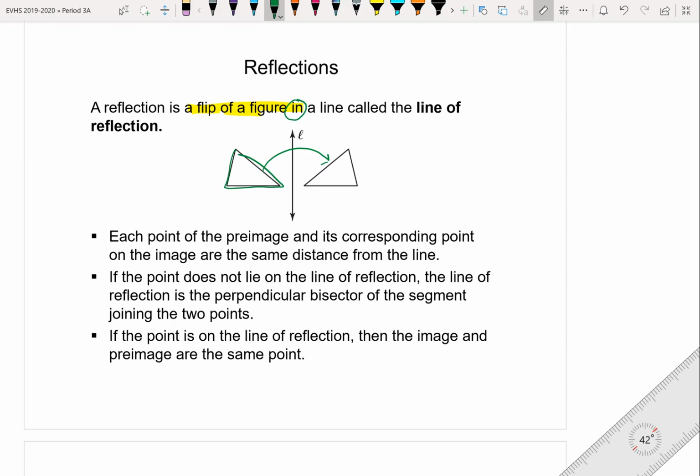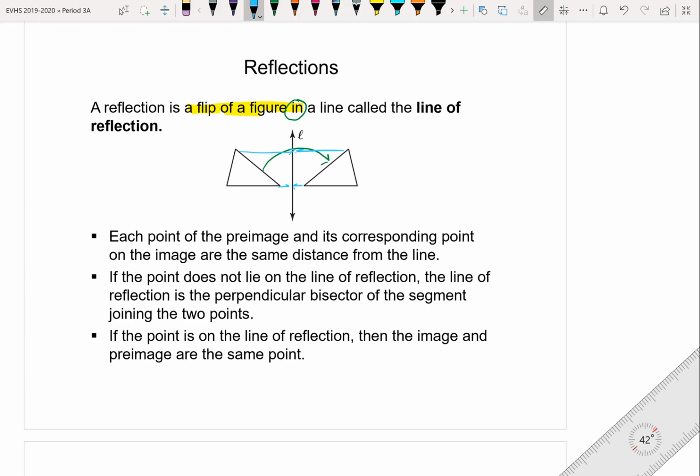So each point of the pre-image and its corresponding point are the same distance from the line, which means that if I were to measure this distance, it would exactly equal that distance on every single one of those points. Also, if a point is not on the line of reflection, then the reflection line is the perpendicular bisector of the segment connecting them.